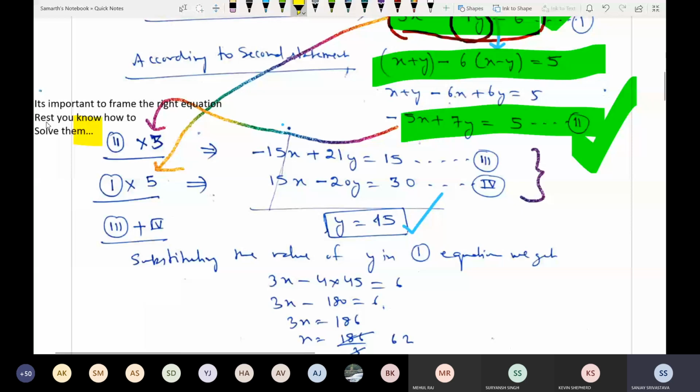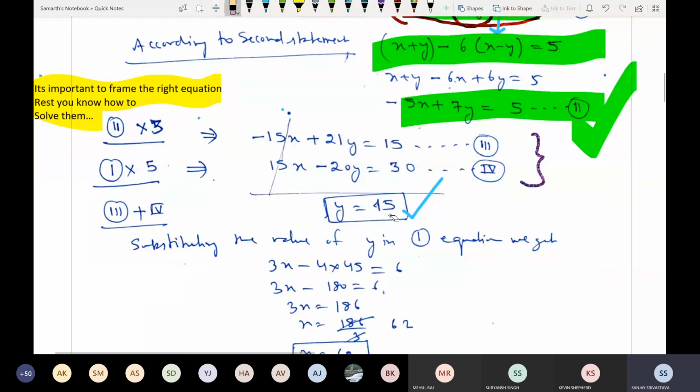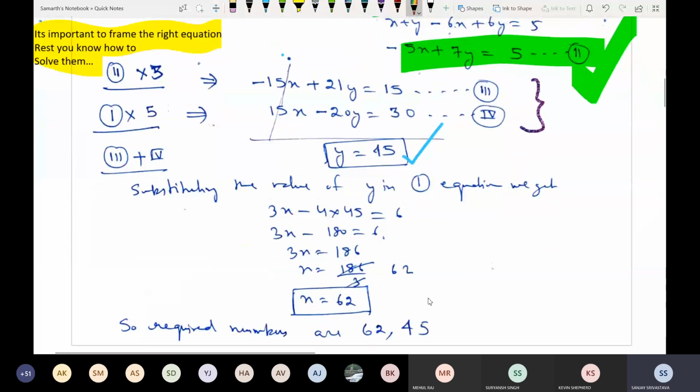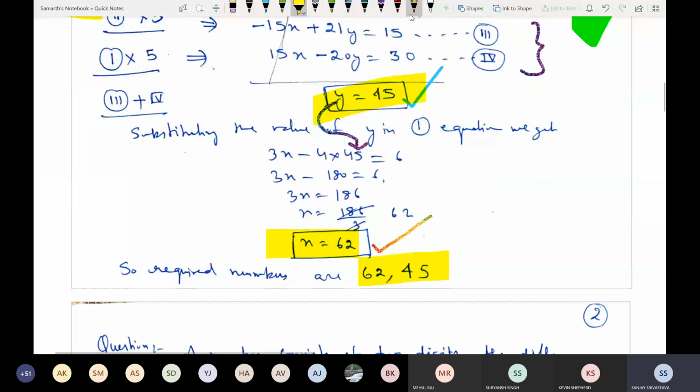Now you can substitute this value of y in any of the equations, either equation number 1 or equation number 2. I have substituted this value in equation number 1. So I have got 3x minus 4 into 45, because the value of y is 45, is equal to 6. After simplifying, I got the value of x as 62. So x is one number, y is another number, whose values are 62 and 45. So the required numbers are 62 and 45.